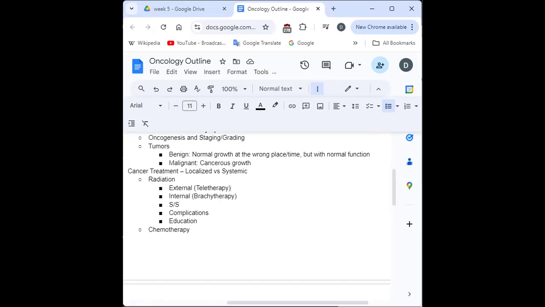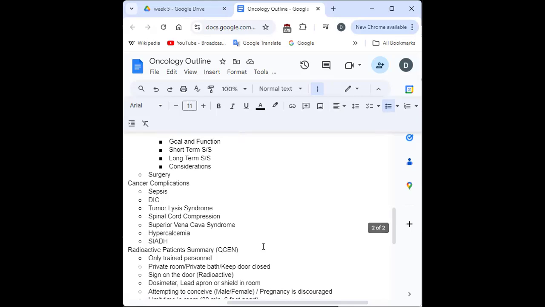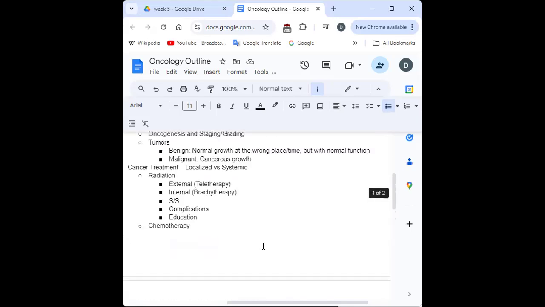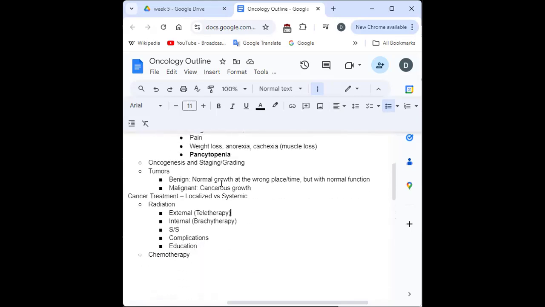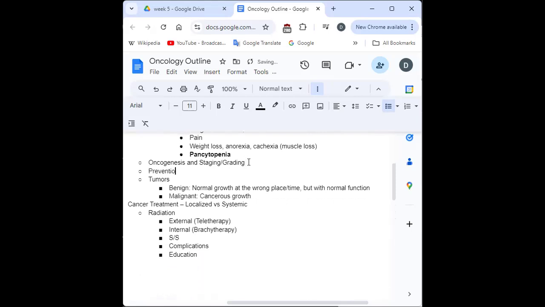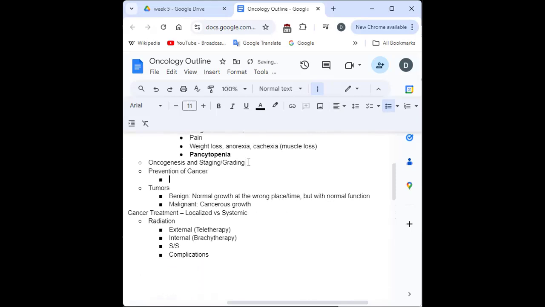Okay. Are there any questions on anything at all so far? No? Okay. I'm going to add a section on prevention of cancer. Maybe we can put down some risk factors here.